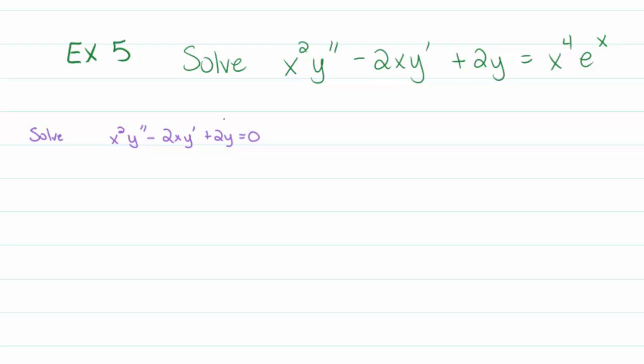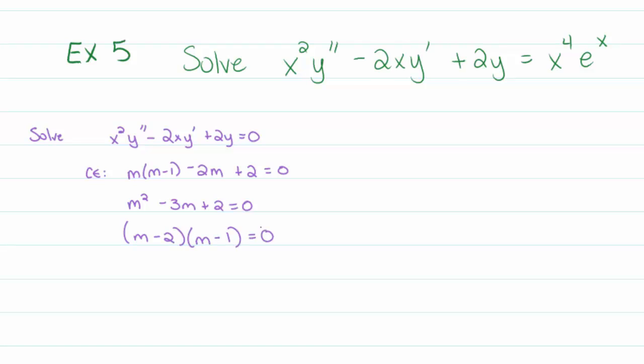And this time I'm just going to jump right into the characteristic equation. So the characteristic equation is going to be m times m minus 1 minus 2 times m plus 2, equals 0. And then distribute and collect, so that's m squared minus 3m plus 2 is equal to 0. And finally, factor: m minus 2, m minus 1 is equal to 0.